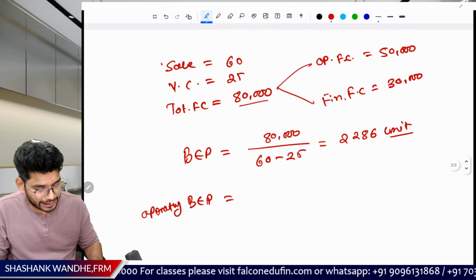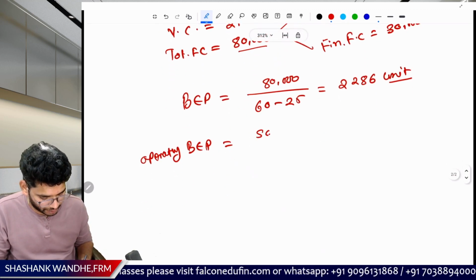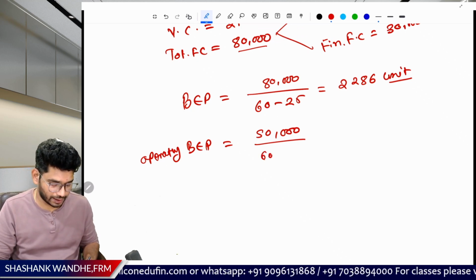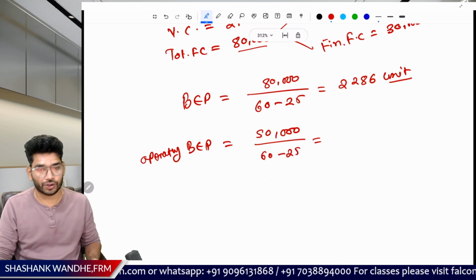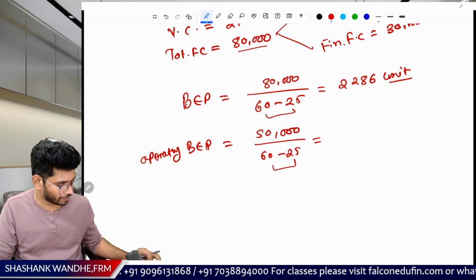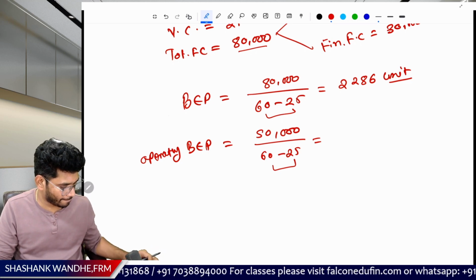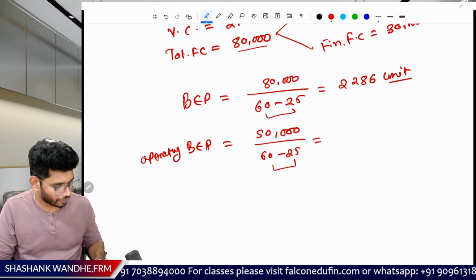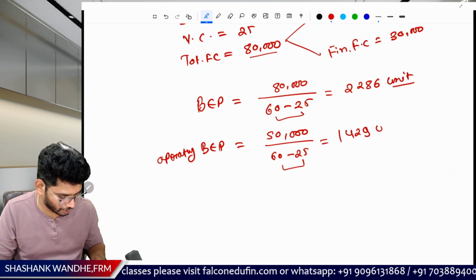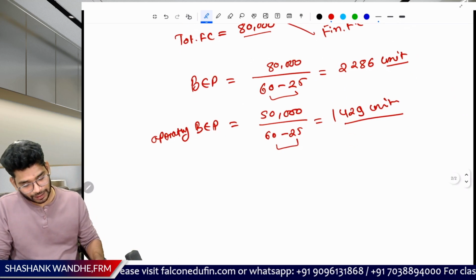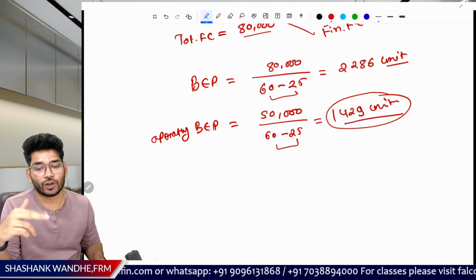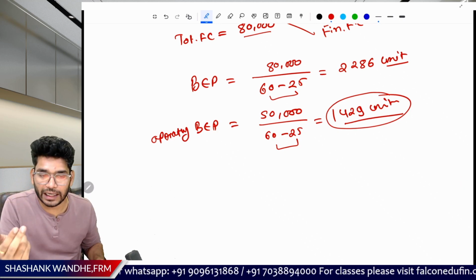you have to only consider this operating fixed cost, which is 50,000. So 50,000 in numerator, denominator is going to be the same, 60 minus 25, which is the contribution. Remember, this is the contribution, this is also the contribution. And the answer is 1,429 units. So at 1,429 units, you will be able to cover your fixed operating cost.